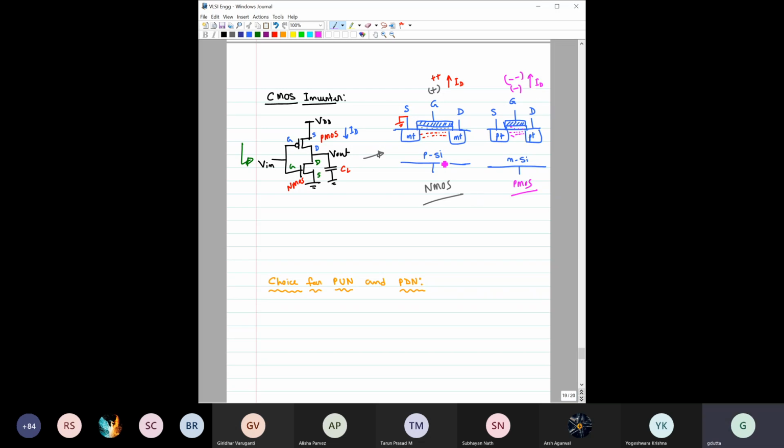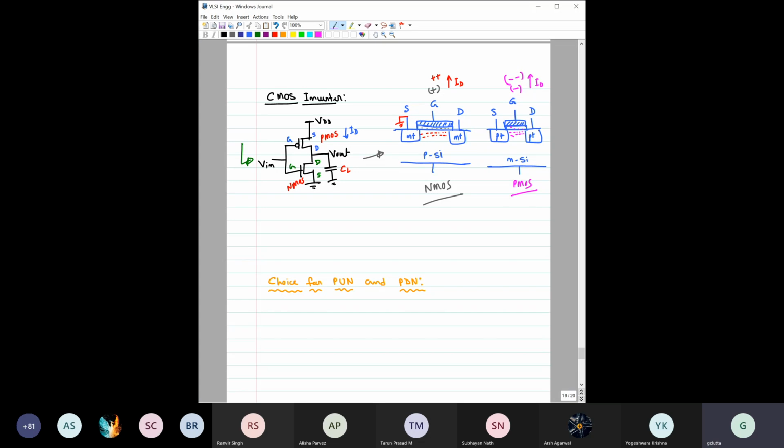Even though there is one more terminal, which is the body terminal for both NMOS and PMOS, as of now we will keep these two terminals aside. We will not discuss what is the effect of the body terminal potential. We will just consider these three terminals as of now.